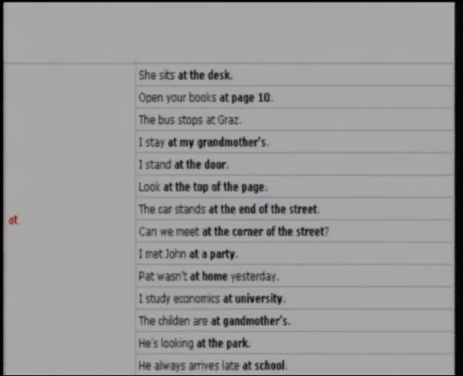Look at the top of the page. The car stands at the end of the street. I met John at a party. I study economics at university. The children are at grandmother's house. If you ask me about my children, I say to you that they are staying at home. Okay? So we speak about them. They are in Khan Yunis and we are now in Gaza. Okay? But if you ask me about them while I am at home, I say they are in the home. Okay?